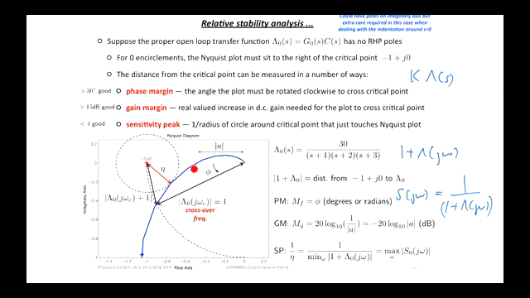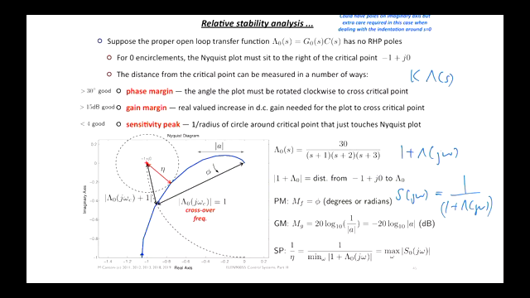I can still use that angle as a measure of how close I am, right? I can still use how much I have to scale by to bring the point where the phase of the open loop transfer function is -pi to land on -1 as another measure, okay? But in this case, it might be that scaling it down causes it to sit on the critical point instead of scaling it up, right? So these things can be generalised beyond the case that we're considering here, all right?